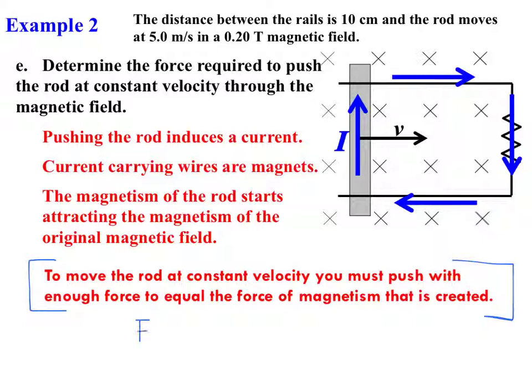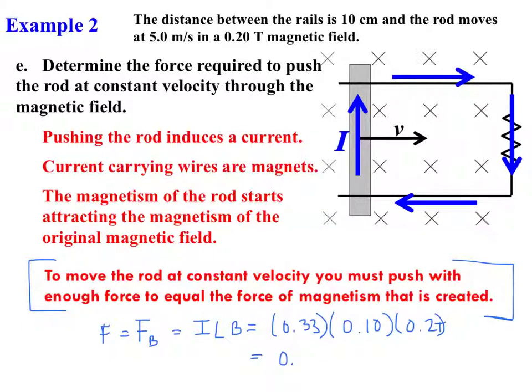So again, the force that you must apply has to be equal to the magnetic force created, which is ILB. Again, we're using ILB because this is a wire or current. We just solved for the induced current. The length of the rod was 0.1 meters, and our magnetic field strength is 0.2 Tesla. So all of this means that you need to push with a force of 0.0066 newtons in order to get this to move at a constant velocity.